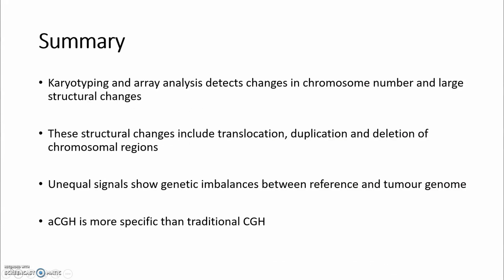To summarize this technique, the two different methods of CGH will detect changes in chromosome number and large structural changes. These structural changes include translocations, duplications, and deletions of specific regions. The diagram shows the specific regions in which you can see the signals representing genetic imbalances between the reference and tumor genome. The difference between traditional and array CGH is that array CGH is more specific.